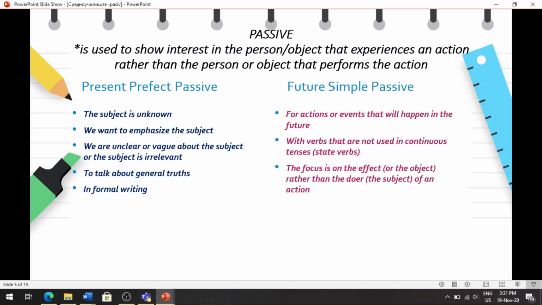We can also use future simple passive with verbs that are not used in continuous tenses, the so-called state verbs. And we use future simple passive with the same meaning as future simple in active voice, except that future simple passive focuses on the effect or the object rather than the doer or the subject of an action.